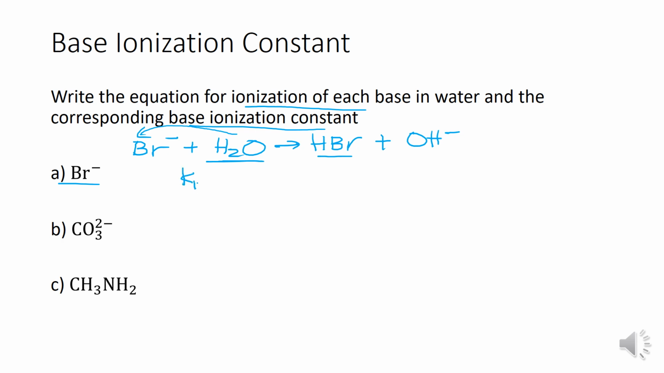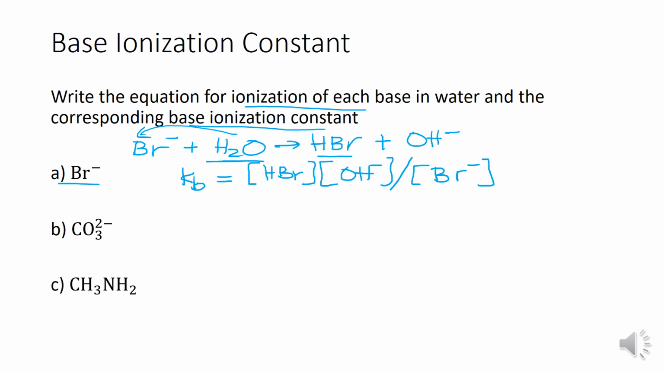Based on this equation, let's write the expression for the base ionization constant. For that, we simply have to multiply the concentrations of the products. So the concentration of HBr times the concentration of the hydroxide ions all over the concentration of the original base. So that is the concentration of bromide.